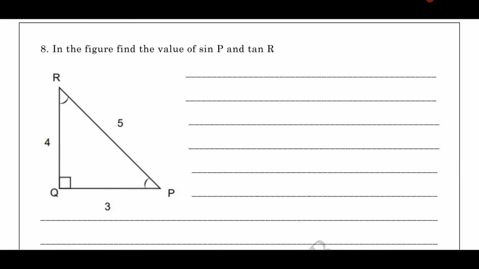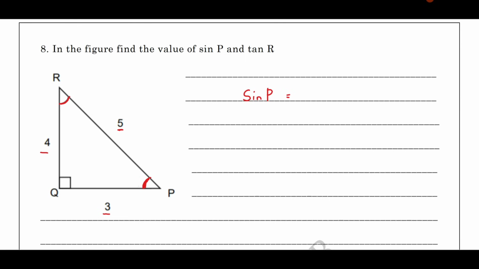Dear students, observe this right angle triangle. Here we have angle P, and this angle R. With respect to angle P, opposite is 4, adjacent is 3, and hypotenuse is 5. But with respect to angle R, opposite to angle R is what? 3, whereas adjacent will be 4. Now we need to find out sin P. What is sine?